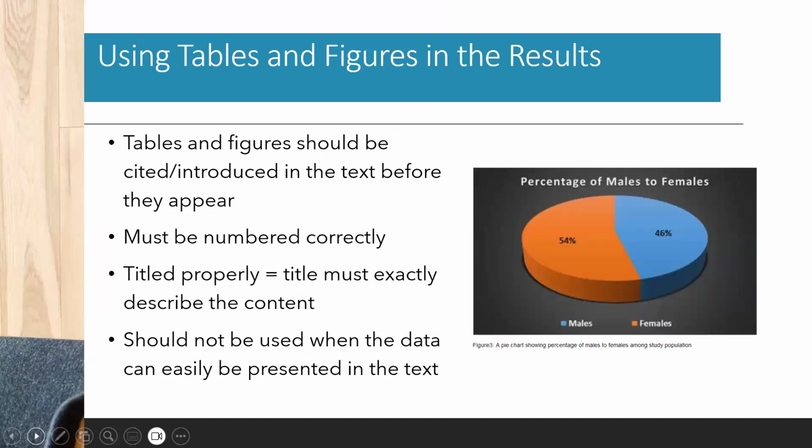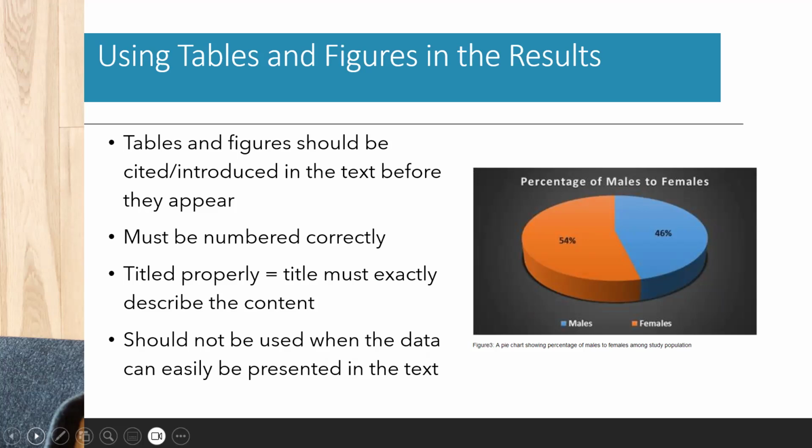When you write your paper and you have tables and figures in there, please be sure that they are cited or introduced in the text before they actually appear. Check the numbering, check the titling. Sometimes you would refer to say, look at table 1, and then what the text describes is different from what's there on the table. Note that titles must be written properly, and that title should be reflective, or it should describe correctly the content of the table. Do not use tables and figures when the data can easily be presented in the text.